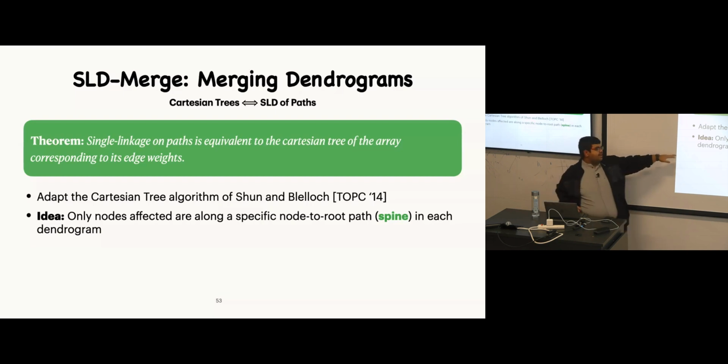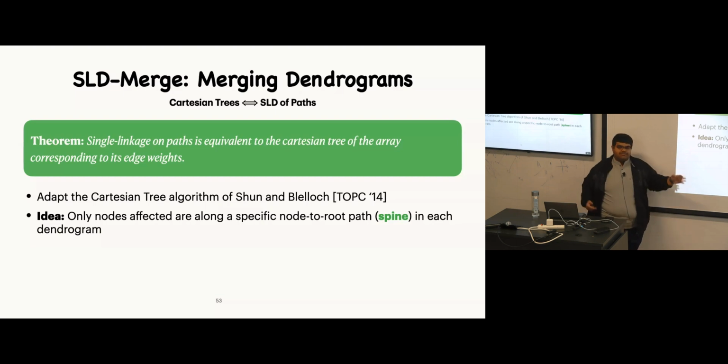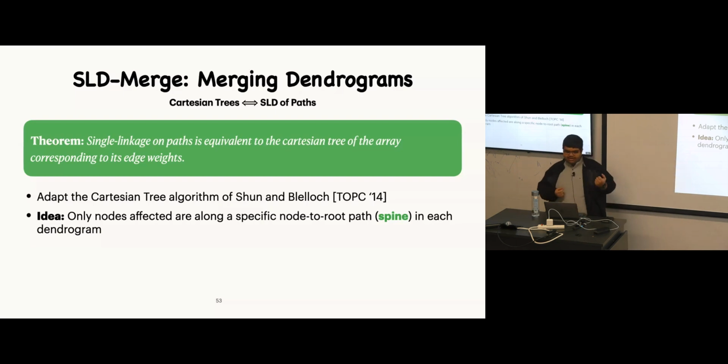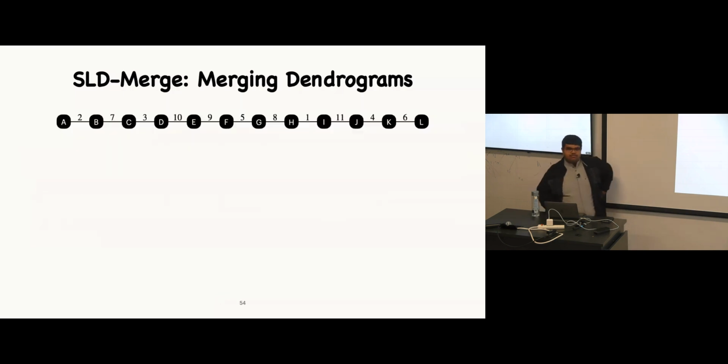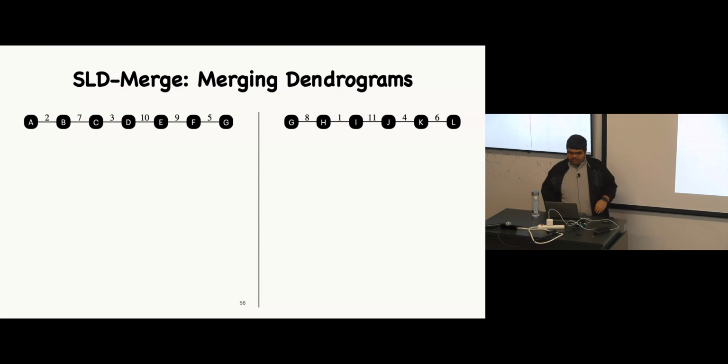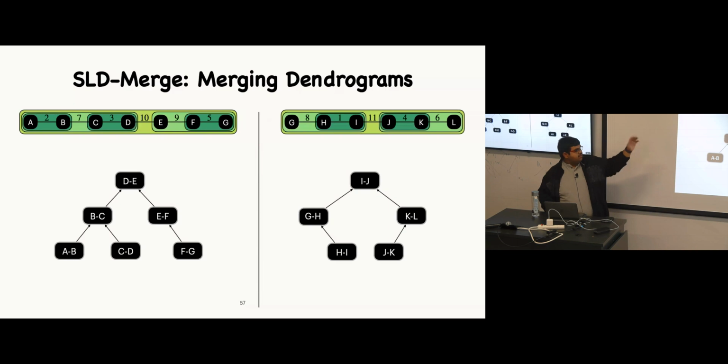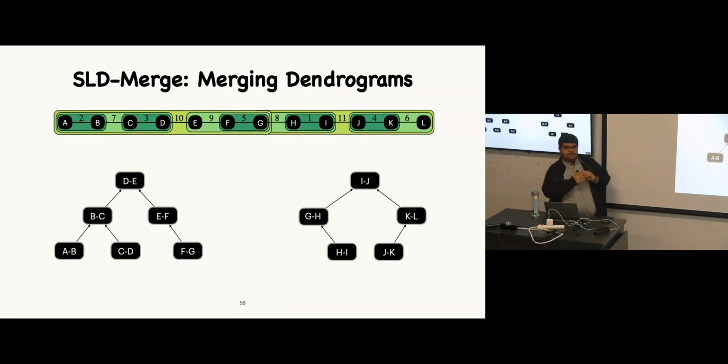And the idea again, as I mentioned, is this. The only nodes affected when we merge two dendrograms are going to be some subset of the nodes in some node to root path, right? I'll use the term spine whenever I talk about some node to root path. So let's say this is the input, and we decide to split the path at vertex G, right? Given this, we create copies of G as mentioned before. And let's say we recursively computed the dendrograms. So now I want to merge them.